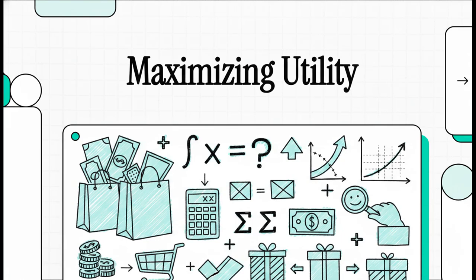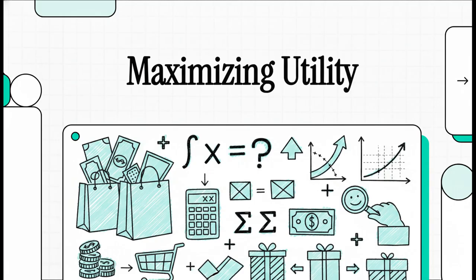Ever wonder if there's an actual mathematical formula for happiness? Well, at least when it comes to shopping anyway. Every single day, we make countless decisions about what to buy, trying our best to stretch our hard-earned money as far as it can possibly go. But instead of just relying on gut feelings, economists treat consumer decision-making like a completely solvable mathematical mystery. And today, we are going to crack that mystery wide open together.